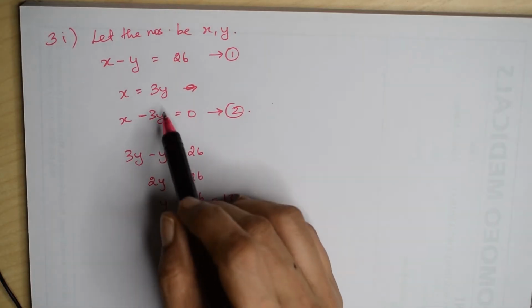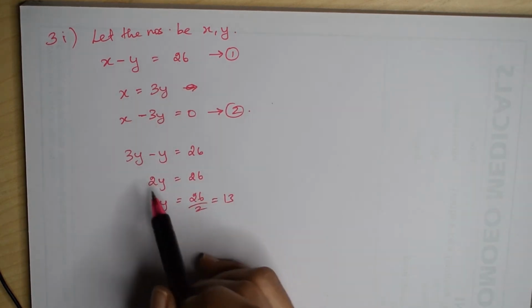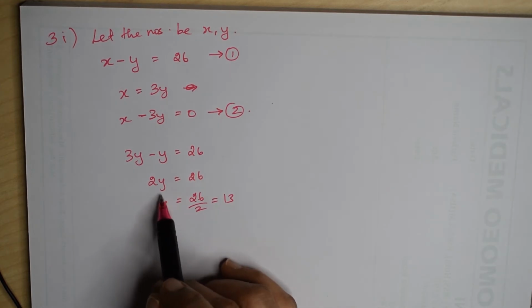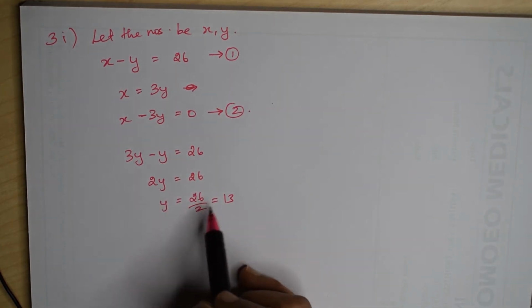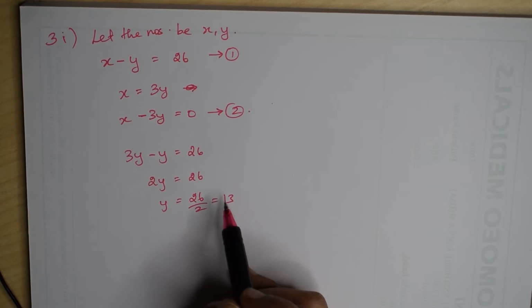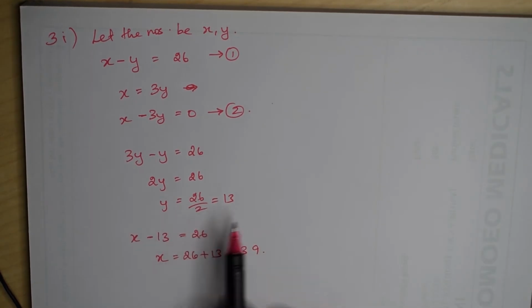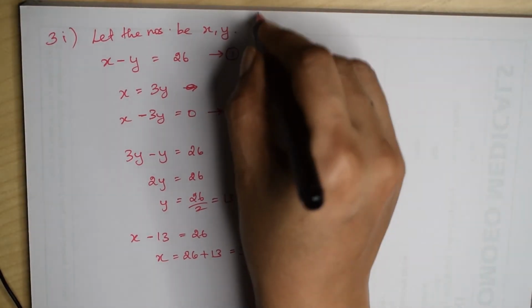I am substituting that same x is equal to 3y in the first equation. So I have 3y minus y is equal to 26. 2y is equal to 26. Y is equal to 13. When I have found the value of y is equal to 13, I can substitute that in any of the equations and find the value of x. When I substitute the value of y in the first equation, I have x minus 13 is equal to 26. So x is equal to 39. That's it. So I have found the values of x and y. This is the first sum, and the second sum of this.